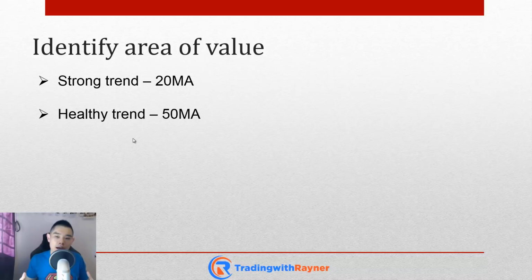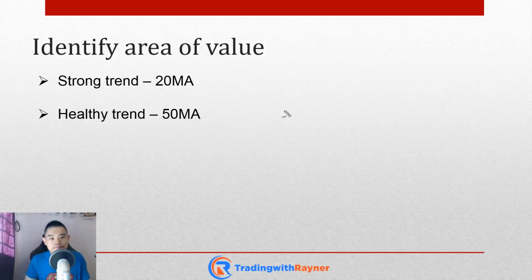So areas of value are simply levels on your chart, areas where you want to trade from. For example, you want to buy at support, you want to buy at the trend line. And these are not the only ways to define area of value, because when the market is trending, a moving average can serve as a very useful area of value. So just follow me for a while.